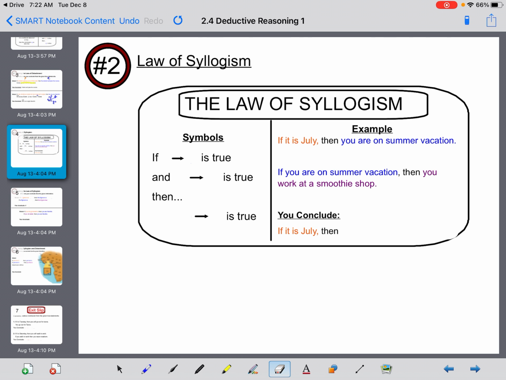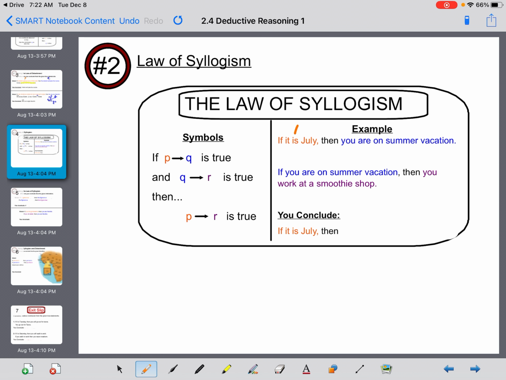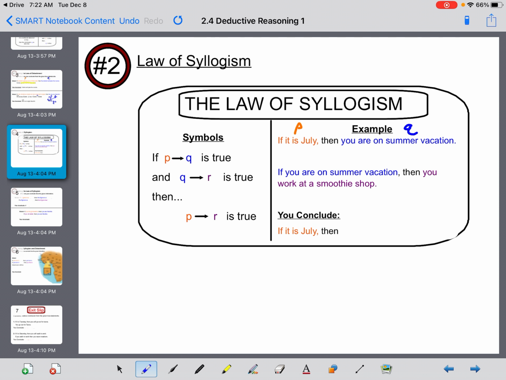Number 2, the law of syllogism. Okay, symbols. If P, then Q is true, and Q, then R is true, then P, then R is true. So if P then Q is true, if Q then R is true, then P then R is also true. So here's how it works. If it is July, then you are on summer vacation. Okay, so we have P, then Q. If you are on summer vacation, then you work at the smoothie shop. So this is if Q, then R.